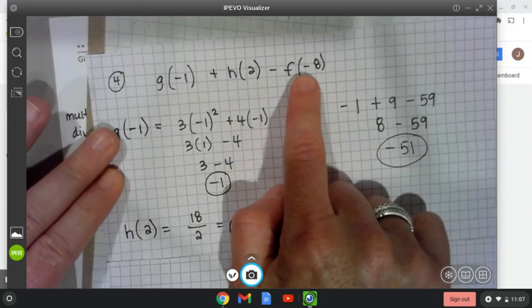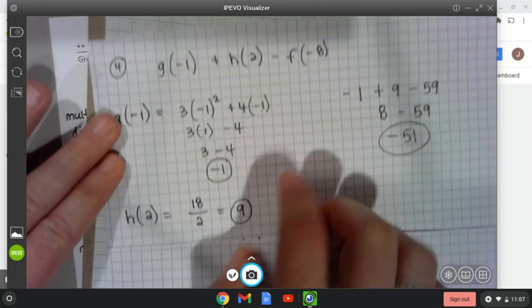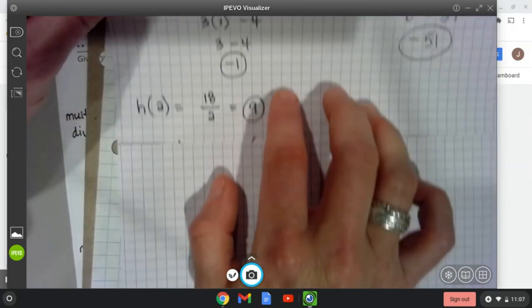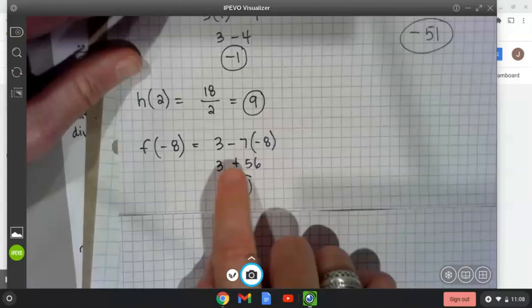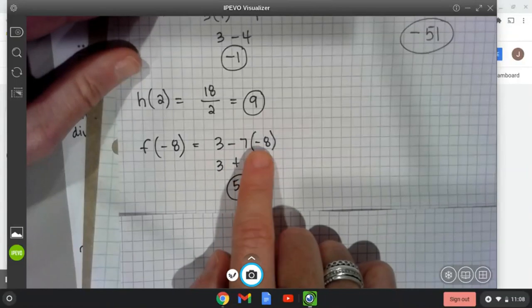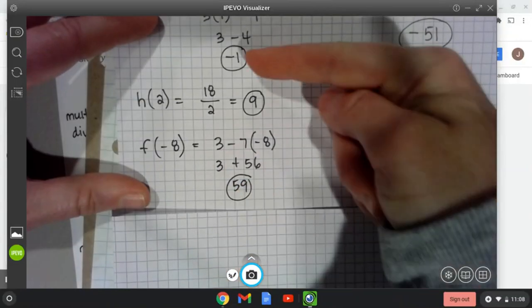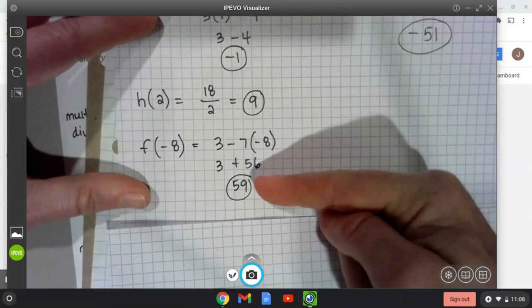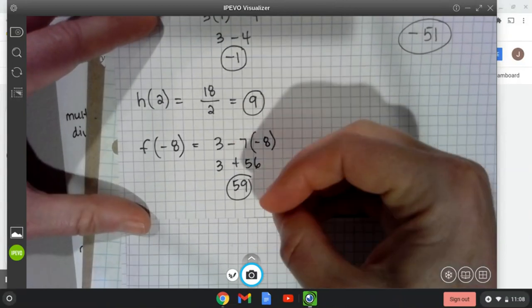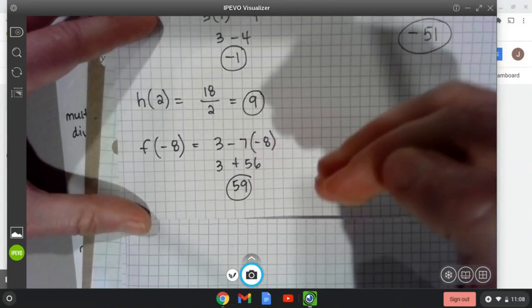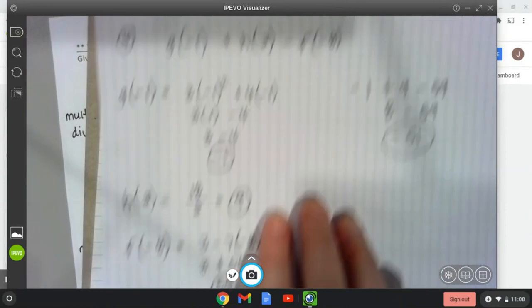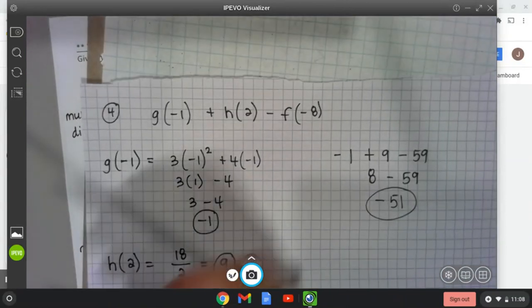And then I went and found f of negative 8 by plugging negative 8 into the f of x function. So if I do that, I got 59. 3 minus 7 times negative 8. So guys, these in the circles are the 3 numbers we got for g of negative 1, h of 2, and f of negative 8. So now you want to put them where they belong.